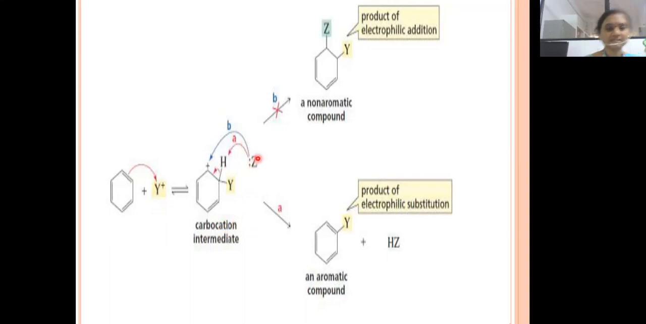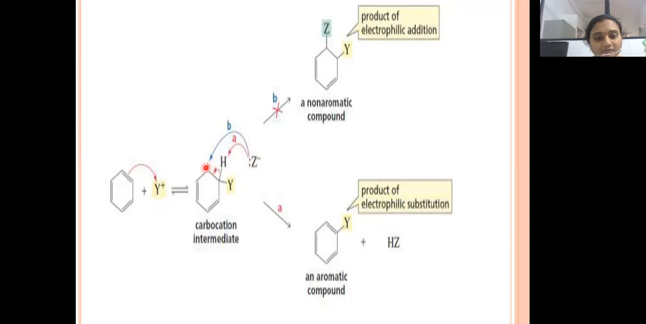See here, in case A, the electrophile substitutes on the carbon after proton elimination. In case A, the nucleophile will abstract the proton from the benzene ring to form the byproduct HZ, and this is the substitution product. In case B, the nucleophile will go and attack this positive carbocation carbon.